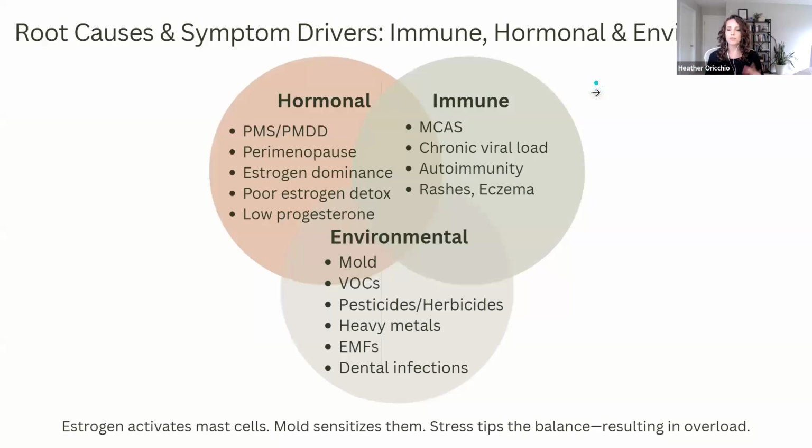So when I'm thinking about root causes and symptom drivers, I break it up into these 3 categories, and you do have to evaluate for all of them. When we're thinking about hormonal-based symptoms, again, PMS, PMDD, we'll talk about the connection with histamine and estrogen. Perimenopause, again, there's fluctuating hormones, and we're often going to see some issues with estrogen dominance because of the natural decline of progesterone. Estrogen dominance, but also poor estrogen detoxification. I am seeing this more and more where I'm expecting to see estrogen dominance on labs and I'm not.